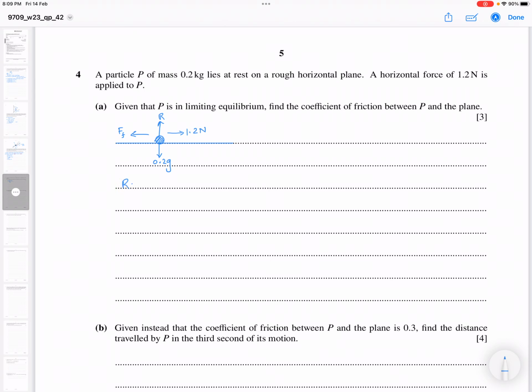So my R would be equal to 0.2, g is 10, and because it is horizontal, so no sine and cos, so our R is equal to 2. Now 1.2 would be equal to frictional force, and frictional force is mu R, so I can write 1.2 equals mu R, and 1.2 equals mu times R, which is 2. So from here our mu would be equal to 0.5. This is our coefficient of friction.